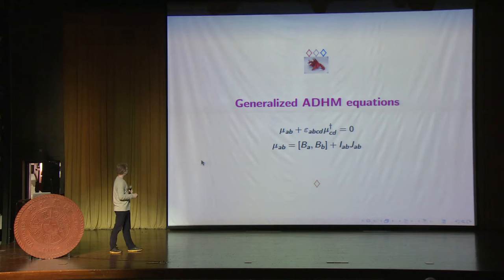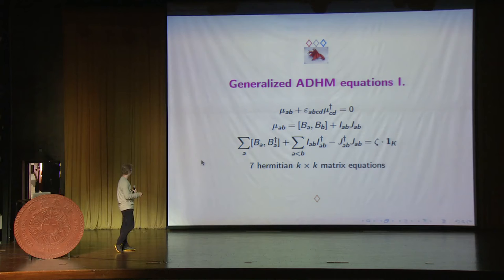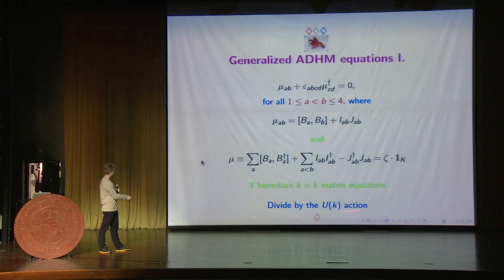And in this story, where you have up to six stacks of branes, you impose seven equations in total for eight Hermitian square matrices, which together with the U(k) symmetry action precisely eliminate all these degrees of freedom in square matrices.